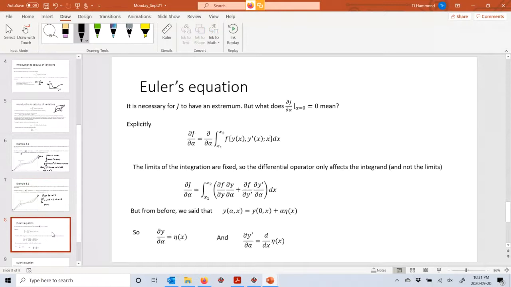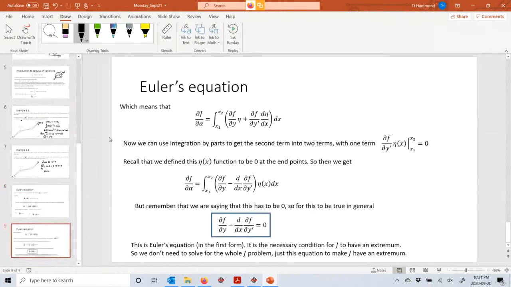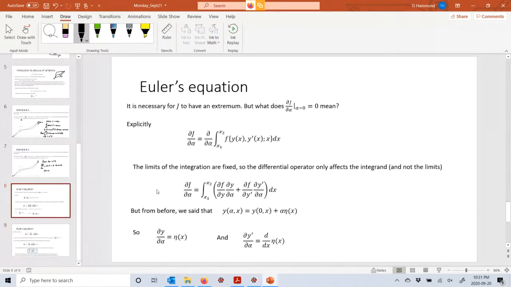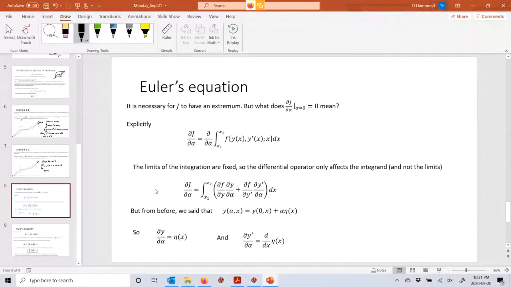Okay. Now, what does this mean? So it is necessary for J to have an extremum, but what does this partial derivative of J with respect to alpha, evaluated at alpha equals 0, mean? So let's explicitly go through this. We have that this derivative of this functional J with respect to alpha means that we're taking the derivative of this integral with respect to alpha.